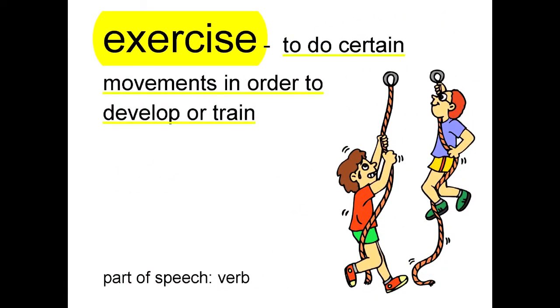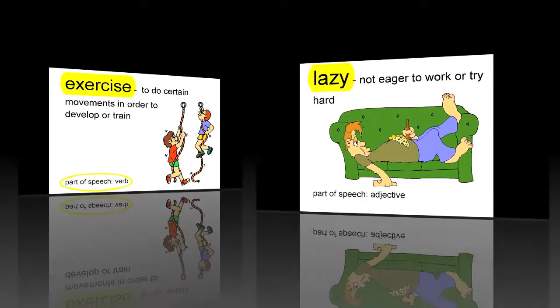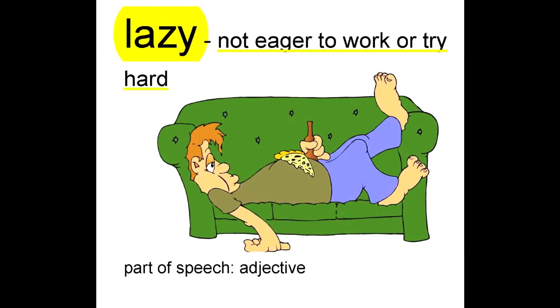Exercise. To do certain movements in order to develop or train. Part of speech for exercise is verb, since exercise is an action word. Lazy. Not eager to work or try hard. Part of speech is adjective, since lazy is a describing word.